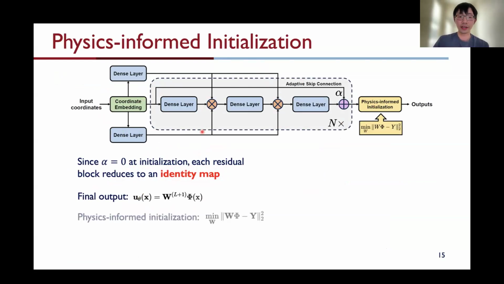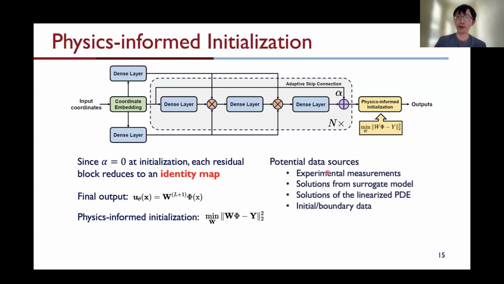Okay, and there's an additional bonus for that. We call it the physics initialization. Basically, we simply initialize the last layer, this W_{L+1}, as the solution to this least squares problem, where y comes from some existing data sources. For example, it can be experimental measurements, solutions from a surrogate model, solutions of the linear PDE, or if you only have the initial boundary data.